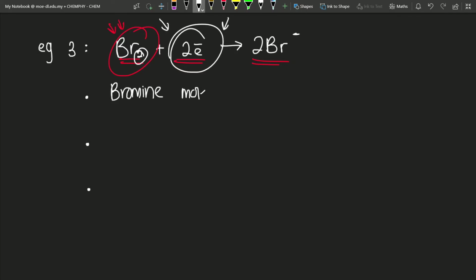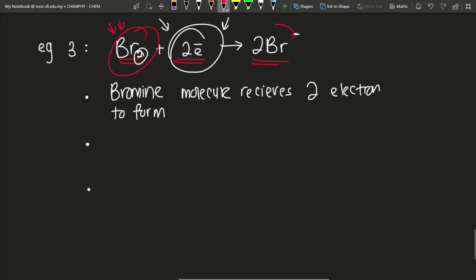Bromine molecule receive 2 electron to form. This one is Br-. Minus, it means it is an ion. So ion, Br- is what we call bromide ion. So to form Br- ion.